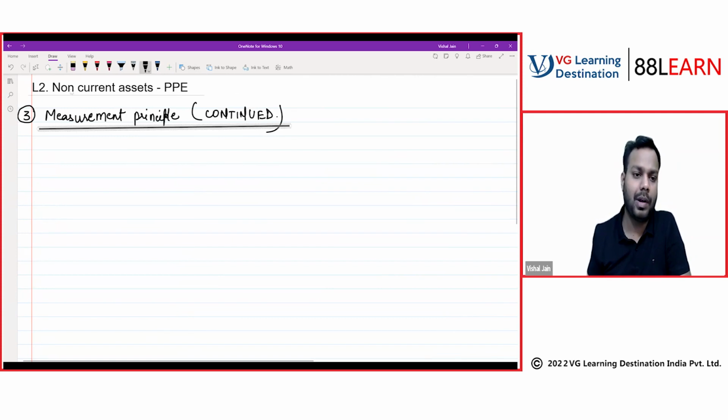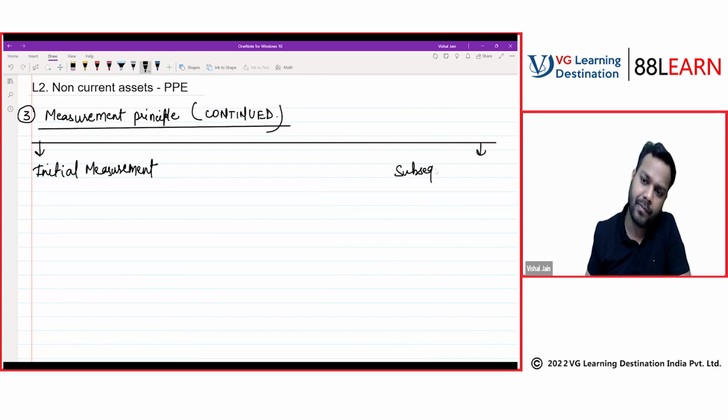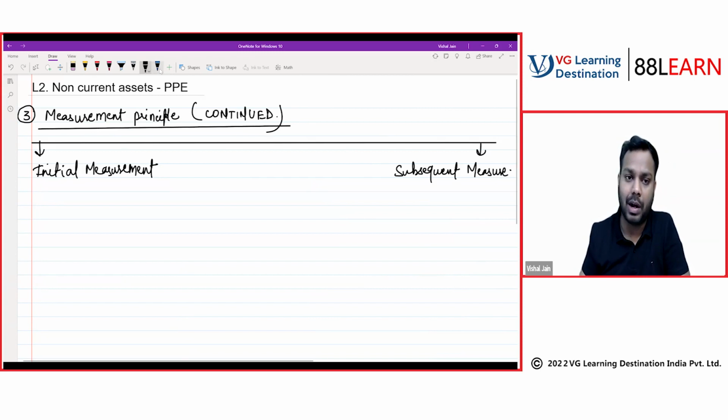Now, in the measurement principle, there are two things which you have to study. One is initial measurement, and another is subsequent measurement. Subsequent measurement we will study later, not now. Now we'll be studying initial measurement.